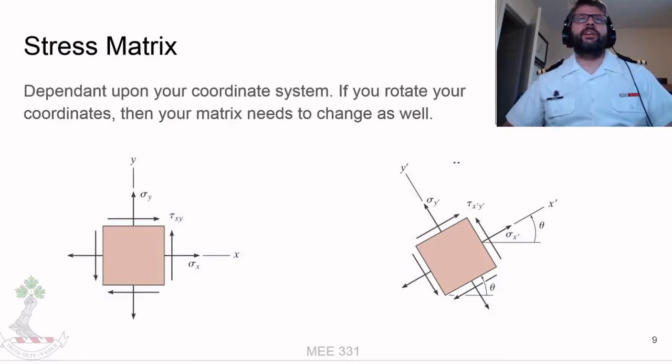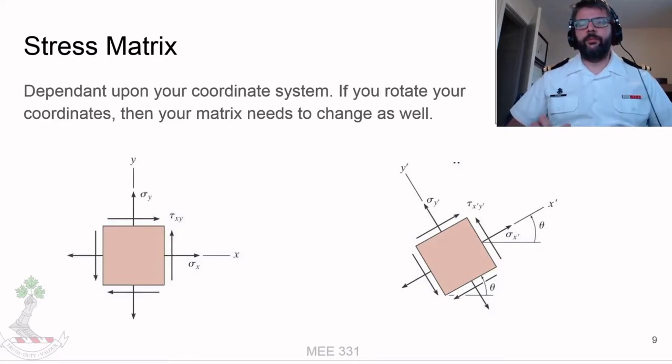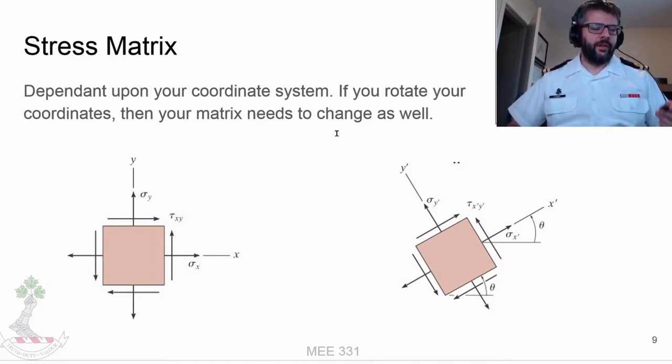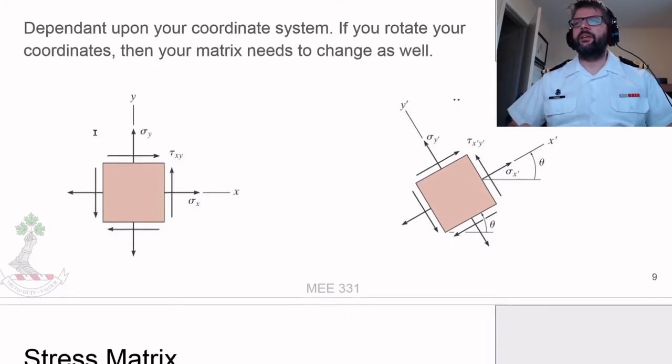As well as rotating your coordinate system 90 degrees will change the stress matrix. Obviously, rotating your coordinate system less than 90 degrees will as well. Unfortunately, it's not quite as simple. So if we decide to, say, tilt it so we're looking at a different set of axes, then I'll represent how we would go about that.